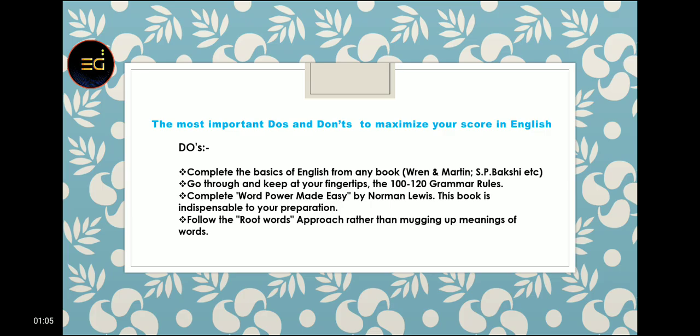If the basics are clear, you can just brush up from the KD Publication English book of Neetu Singh. If your basic grammar is clear, you need to keep the grammar rules at your fingertips. During the exam, you cannot afford to forget a single one of them. I must say, you need to follow Word Power Made Easy by Norman Lewis. This book is indispensable to your preparation. And always try following the root word approach.